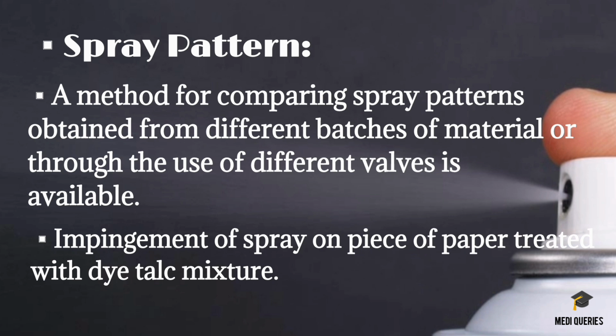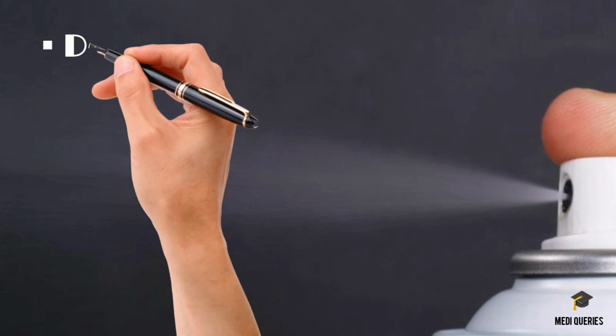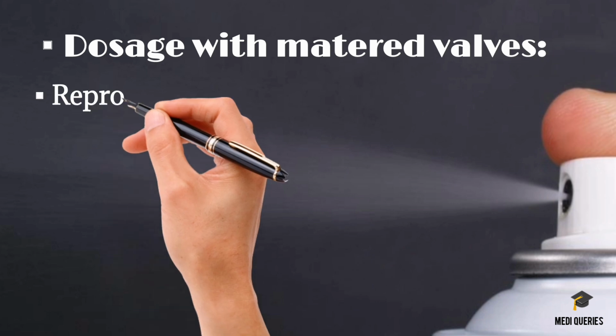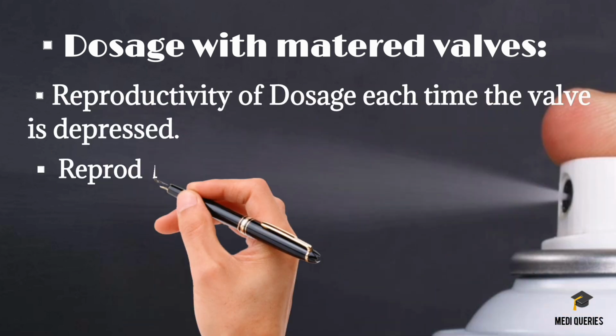To control the amount of material coming into contact with the paper, the paper is attached to a rotating disc and has an adjustable slit. This is how we determine the spray patterns of the different valves of the aerosols. And the next test is dosage with metered valves. Several points must be considered.